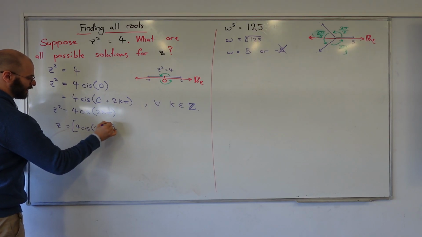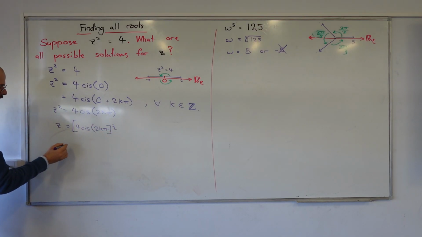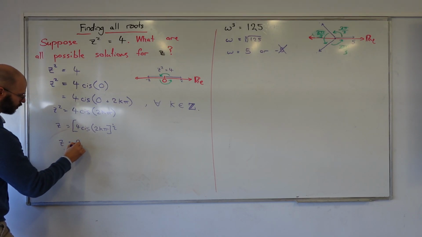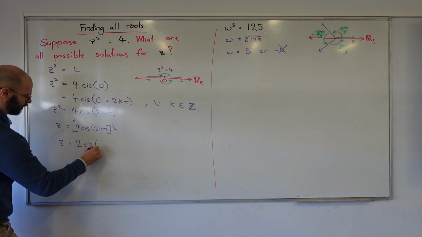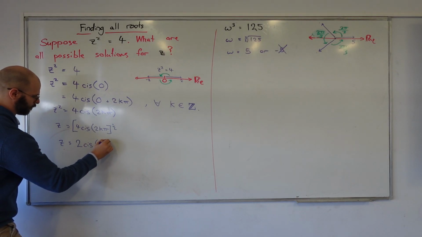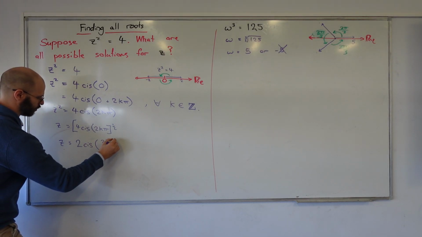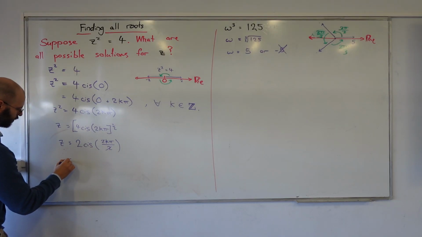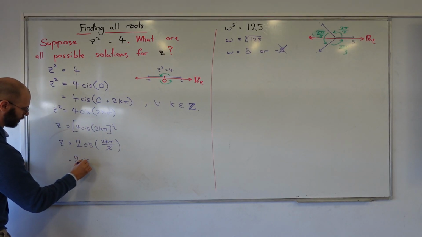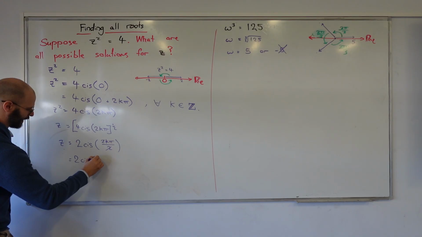Which can be rewritten as a fraction, so to the power of half. Use de Moivre's theorem. This is going to be 2 cis 2k pi over 2. The 2's cancel. K pi.